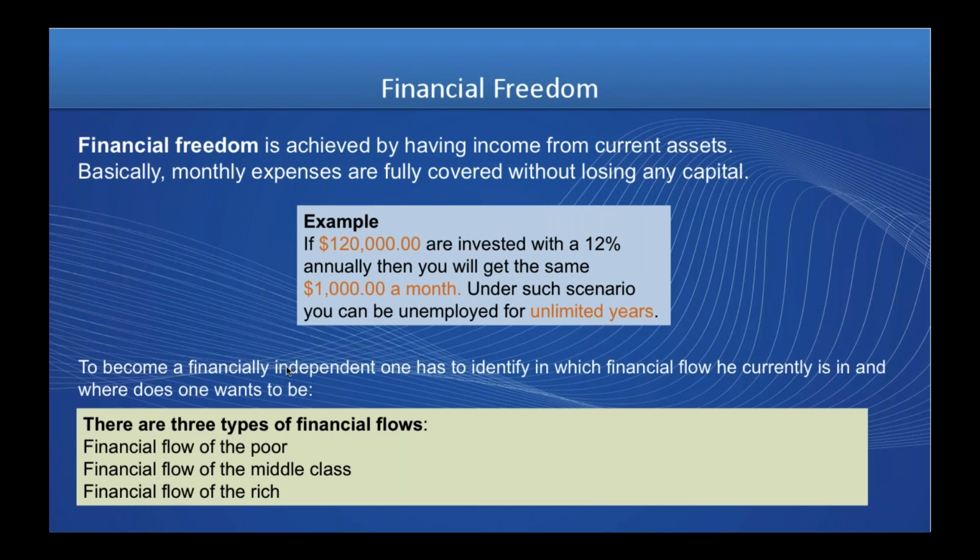While financial freedom is completely different. Financial freedom is achieved by having income from current assets, and basically your monthly expenses are fully covered without losing any capital. And this is very important. It means you have enough assets, let's use the right financial terms, which are able to cover all your monthly expenses, and at the same time you're not losing any of your capital. So if, let's say, you have 120,000, and you invested it with a 12% annual return, then you will get 1,000 per month. Under this scenario, you can be unemployed for unlimited years, as you can see in the example on the screen.